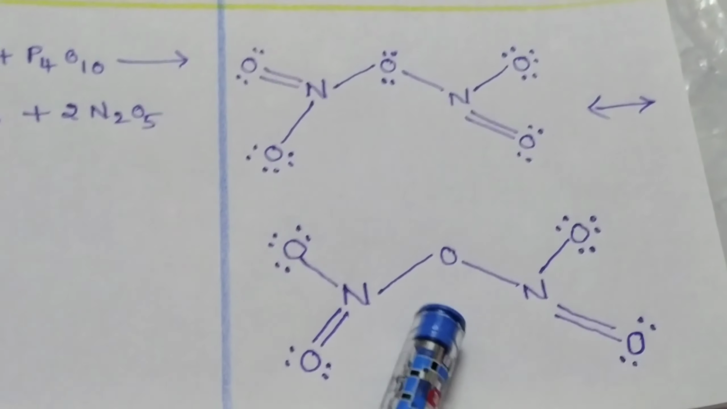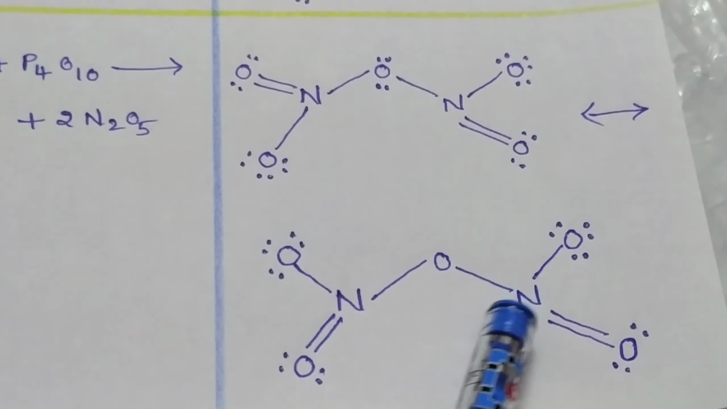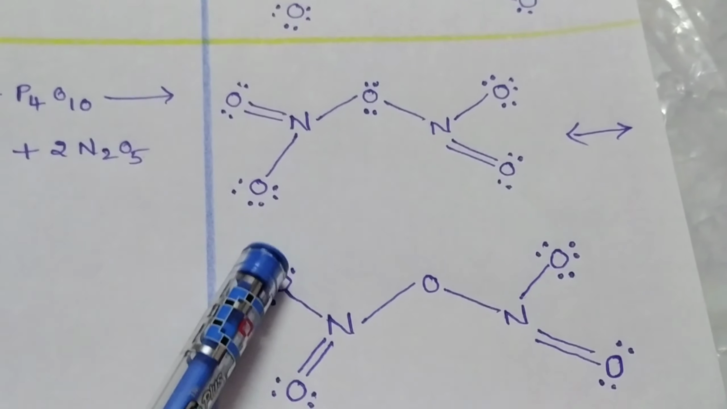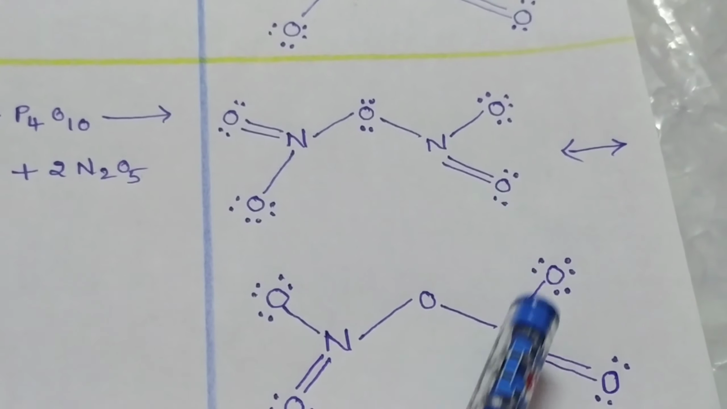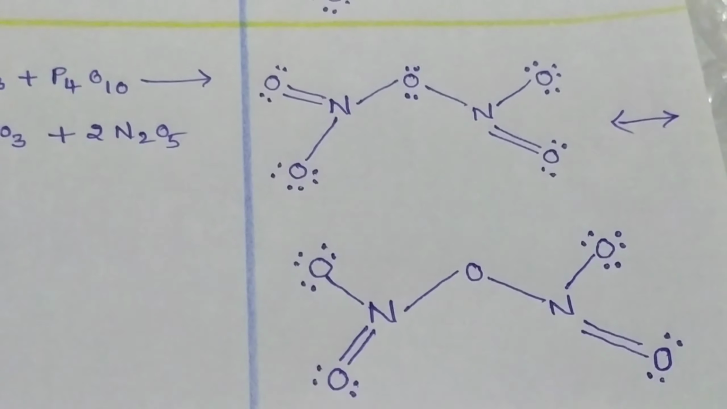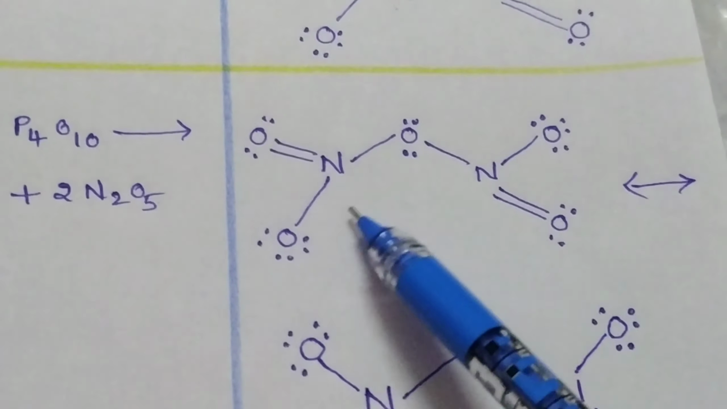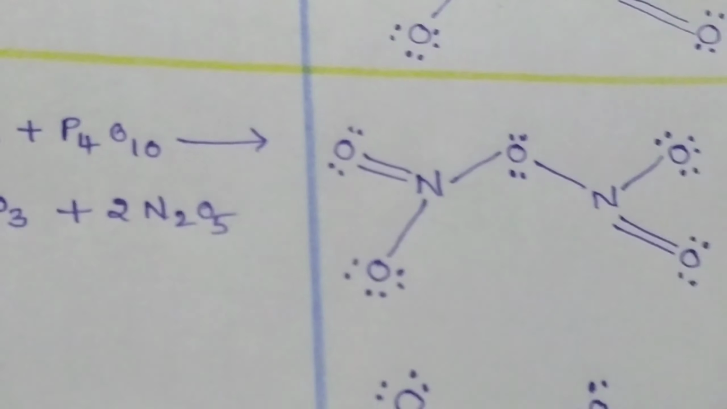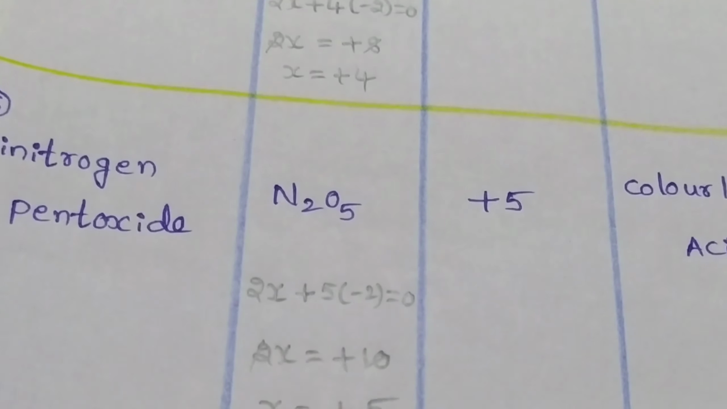Here the structure can be written as nitrogen and oxygen, and nitrogen and oxygen, containing 3 lone pairs of electrons. Here we can write oxygen with nitrogen on the same side. In the above structure we wrote in the opposite direction. Here the oxygen contains 2 lone pairs of electrons. These are the resonance structures of dinitrogen pentoxide.